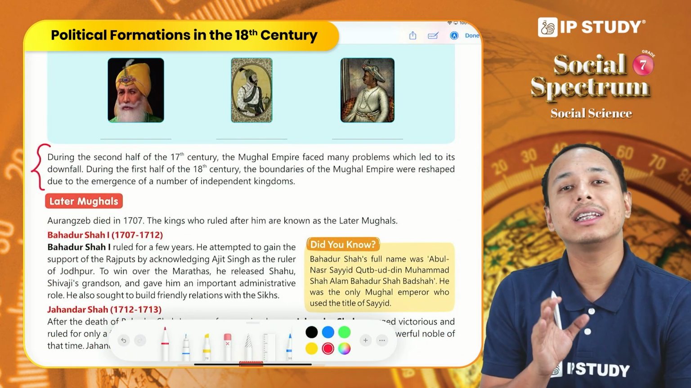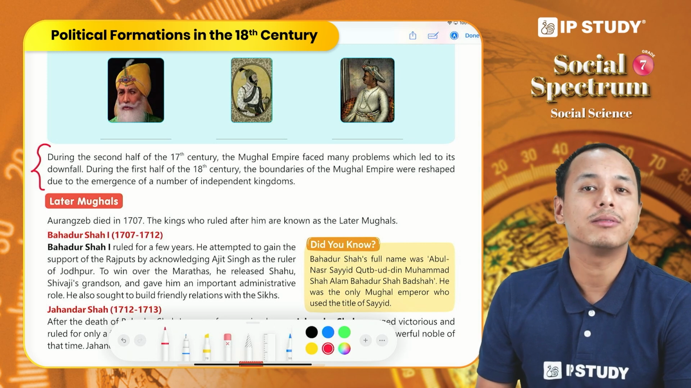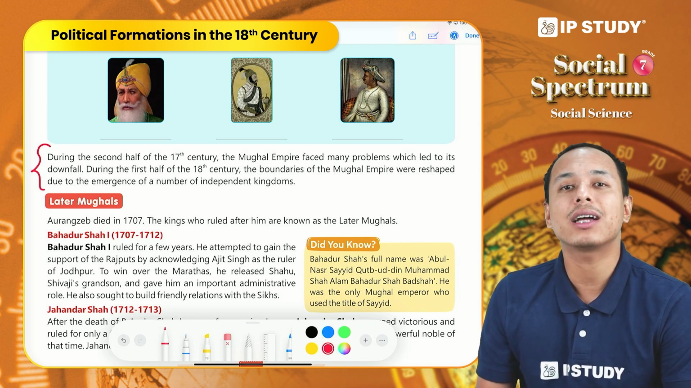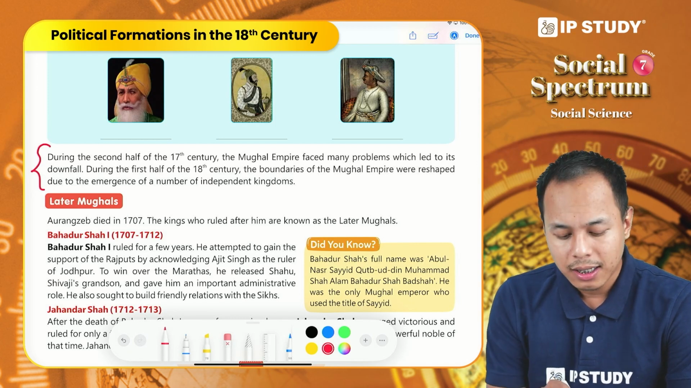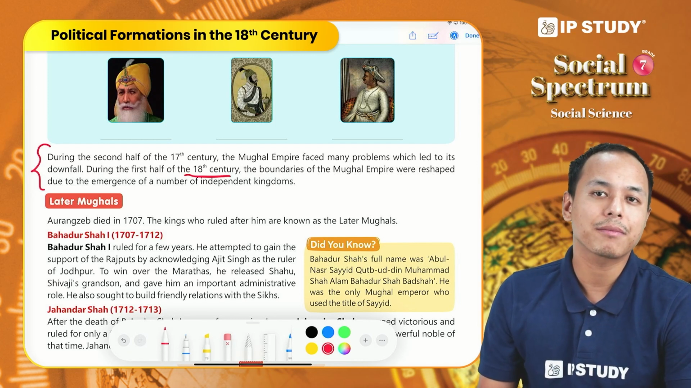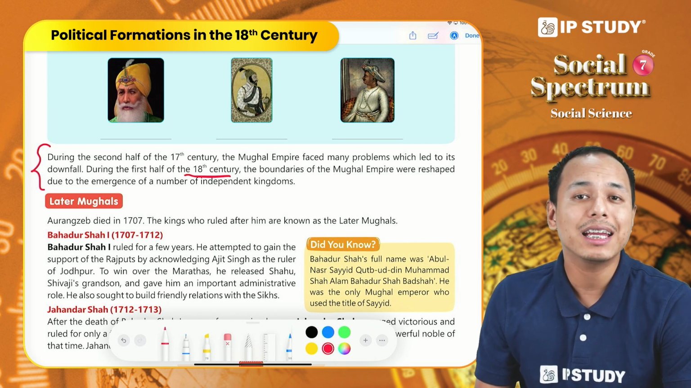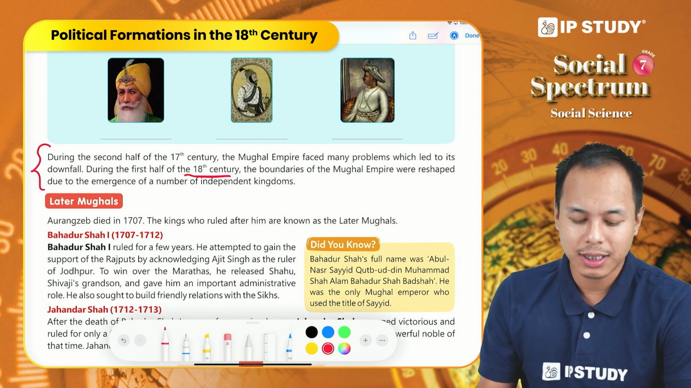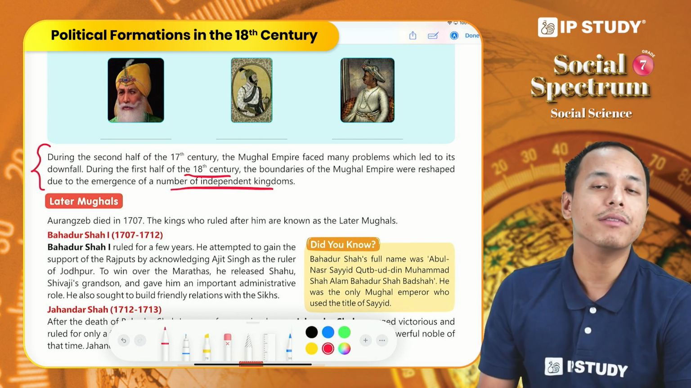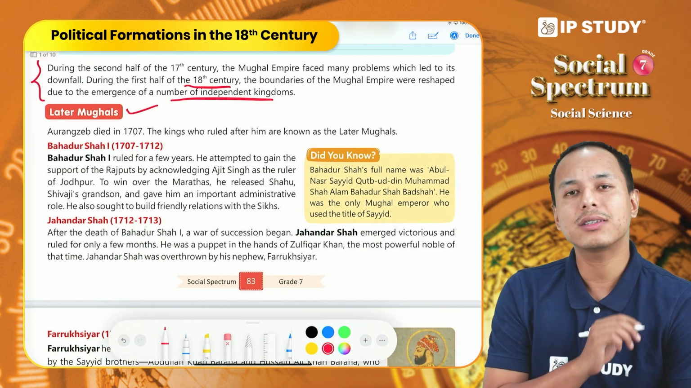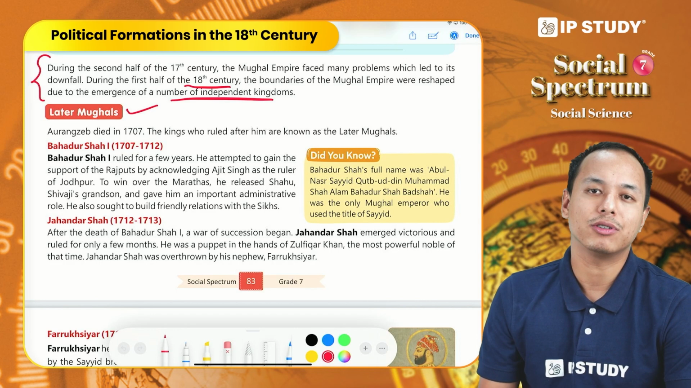So we know during the second half of 17th century, the Mughal Empire faced a lot of challenges and slowly started to decline. And in the first half of 18th century, its political boundary was reshaped. The area it controlled shrank due to the emergence of a number of independent kingdoms. So now let us come to the first topic of the chapter, later Mughals.